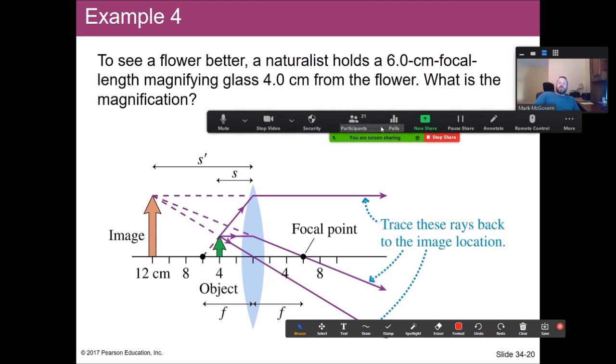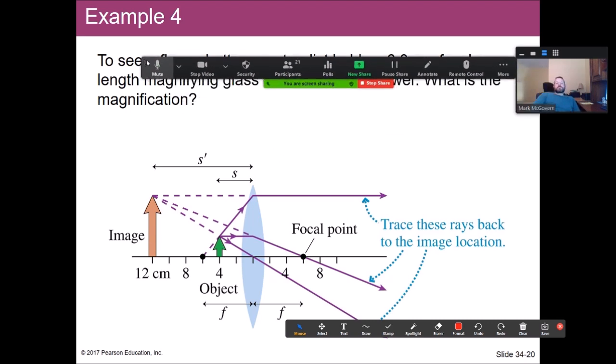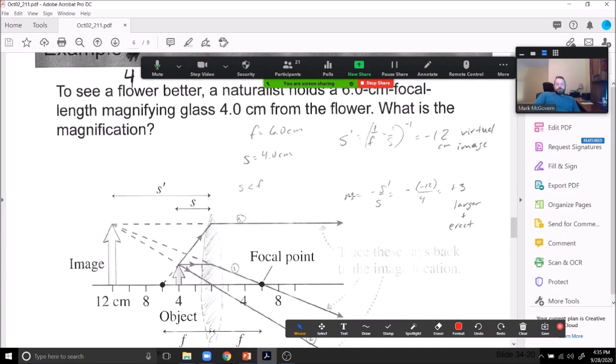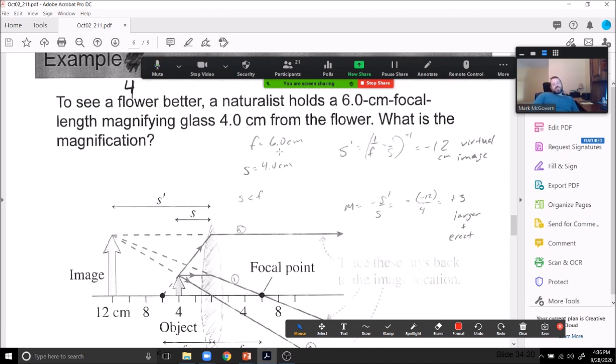So let's do the problem then. All right. So it's a convergent lens. The focal length is positive 6. We hold the magnifying glass 4 centimeters from the flower. That would be S. We solve for S prime using the equation, and we get a minus 12 centimeters. We have a virtual image. It's 3 times farther away than it actually is.